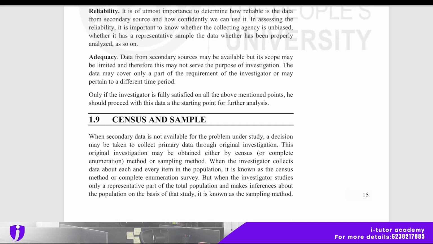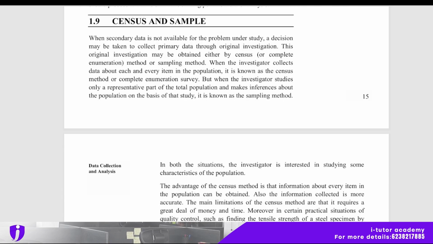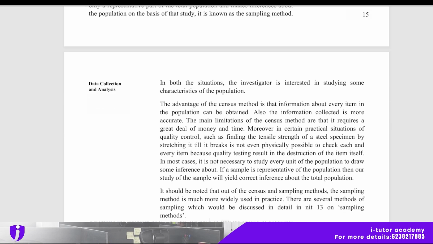And census and sample. When secondary data is not available for the problem under study, a decision may be taken to collect primary data through original investigation. This original investigation may be obtained either by census method or sampling method. In both situations, the investigator is interested in studying some characteristics of the population.